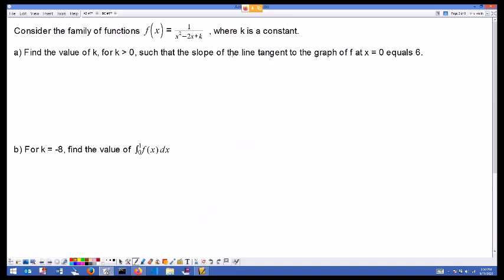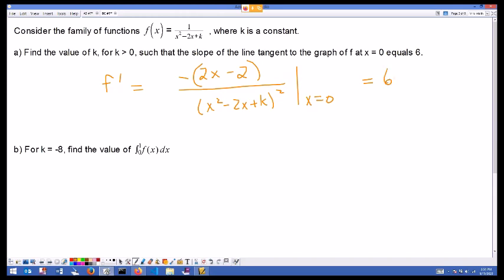So slope of the tangent line means take the derivative of 1 over a function. You can use the quotient rule, or we can use the reciprocal rule. Reciprocal rule says that f prime is equal to negative the denominator's derivative, so negative 2x minus 2, over the denominator squared. And we want, at x equals 0, we want this to equal 6.